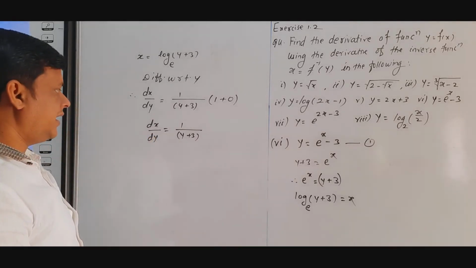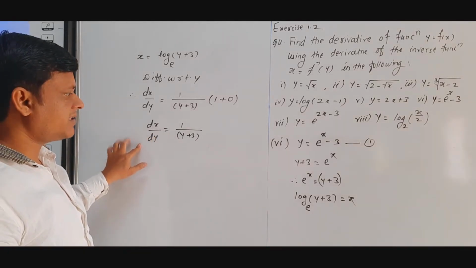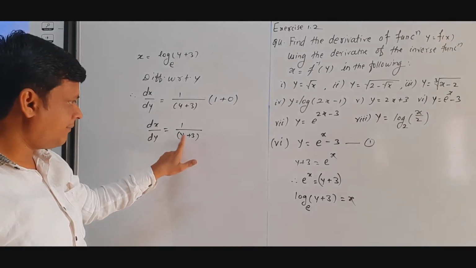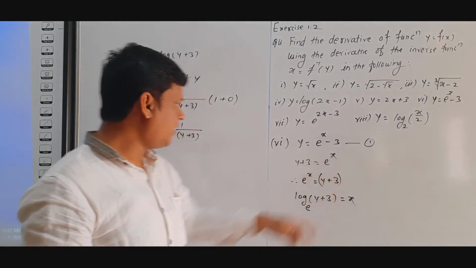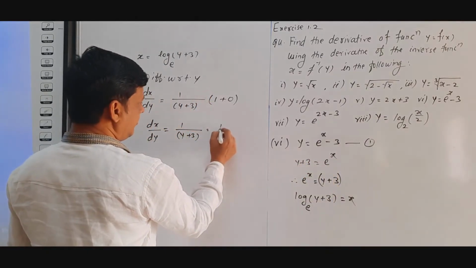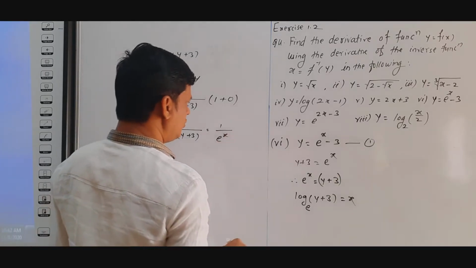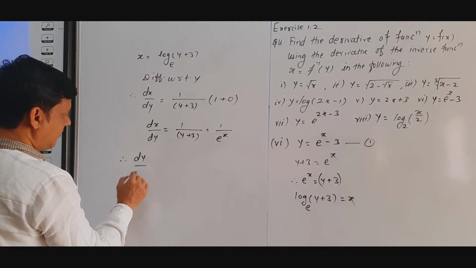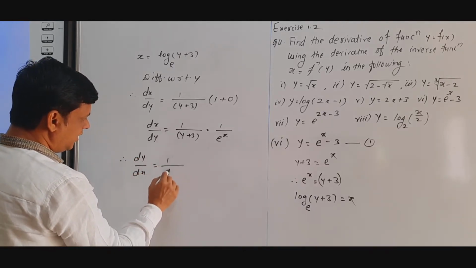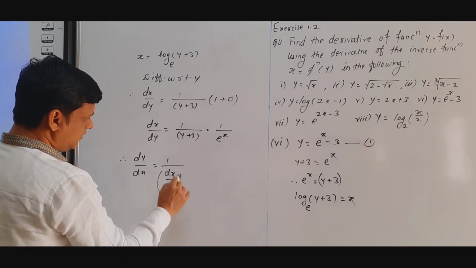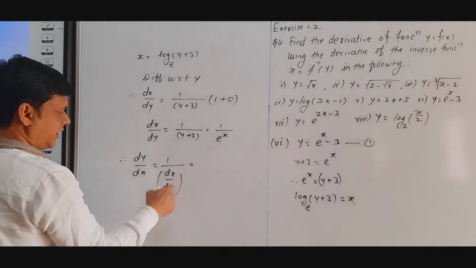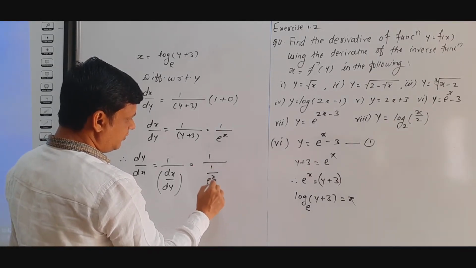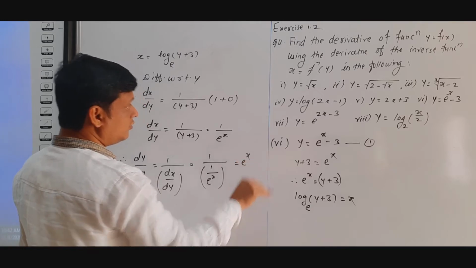Now we have to find dy by dx with the help of this dx upon dy. So we have to replace this value y plus 3 by e raised to the power x. So you can replace in this step also. So 1 upon e raised to the power x. Before substituting the value in the formula, dy by dx is equals to 1 upon dx upon dy. So we directly substitute this dx upon dy as 1 upon e raised to the power x, that is equal to e raised to the power x.